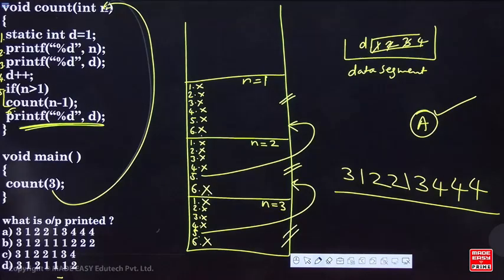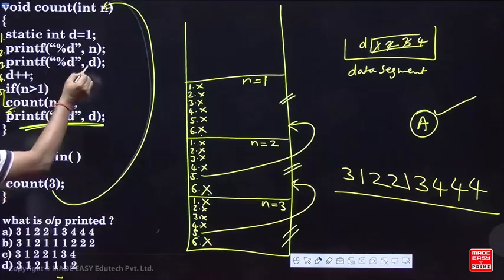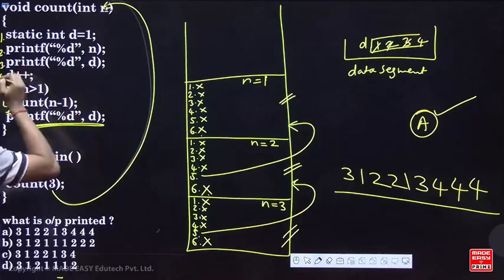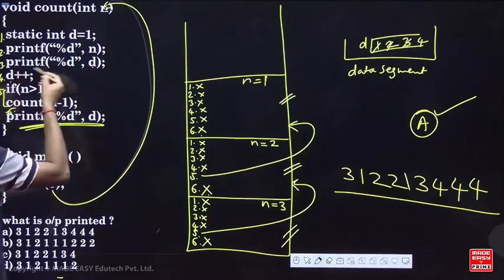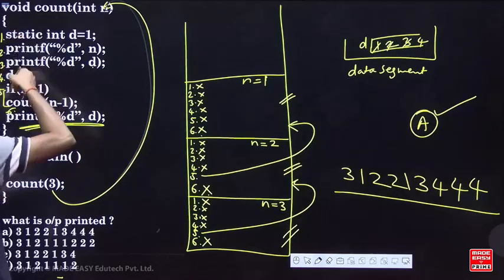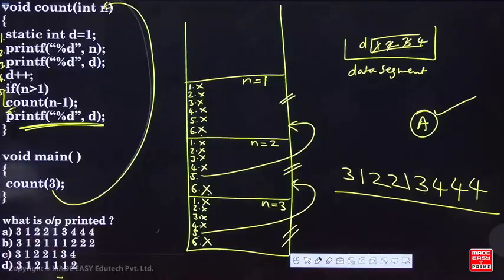Sir, D is static. So why are we not waiting for the latest value? Because you are printing it here, right? After printing only, you are going for the next value. The printing is done. You have to execute the statements in sequential manner. So why would you wait? Without executing the third statement, how will you execute the fourth statement?